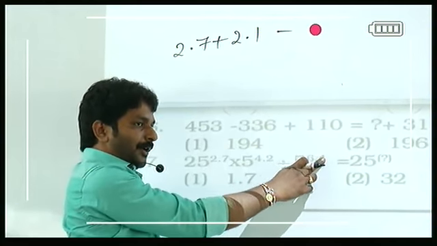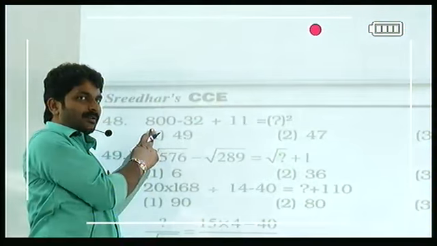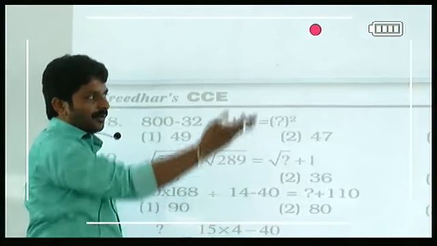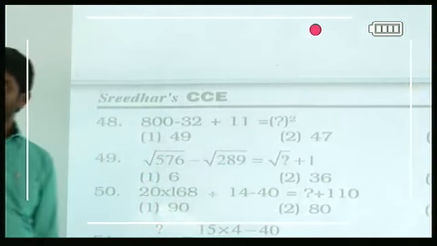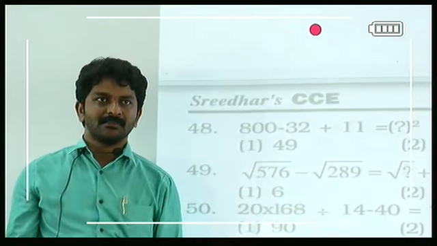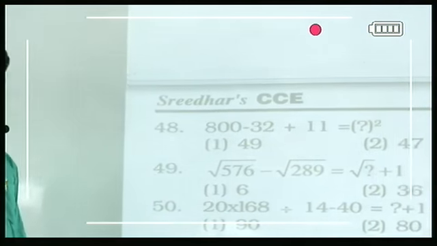Next. $48. 800 minus 32. Need not to calculate. Plus something you have. Value will be definitely less than 800, right? Yes or no? And you need to identify square of that number. Only option is 27, right? Because 30 square is 900. Left hand side you have only less than 800. Answer will be definitely less than 30. You have only one option. Right? Need not to waste your time.